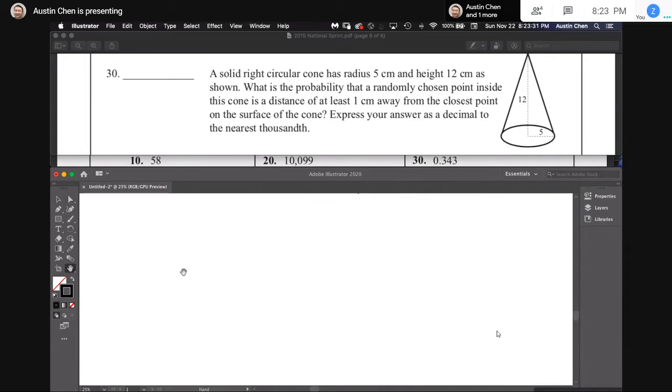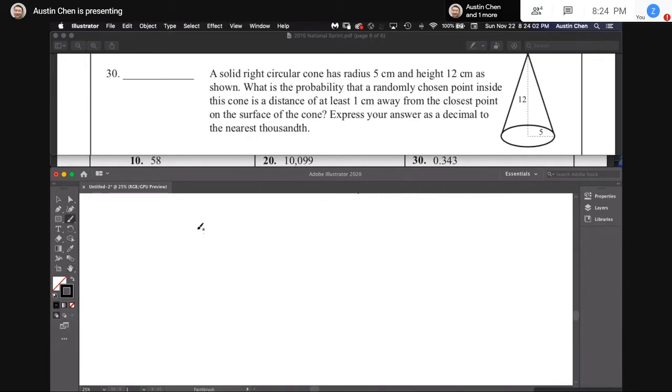All right. And our last problem. A solid right circular cone has radius 5 centimeters and height 12 centimeters as shown. What is the probability that a randomly chosen point inside this cone is a distance of at least 1 centimeter away from the closest point on the surface of the cone? Express your answer as a decimal to the nearest thousandth.